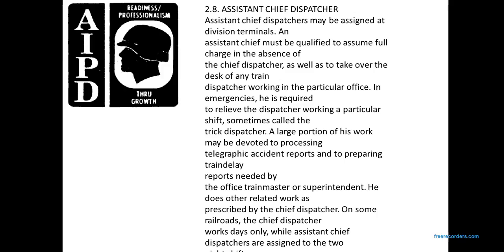A large portion of the work may be devoted to processing telegraphic accident reports and train delay reports needed by the Office of the Transportation Superintendent, which do not relate to the work of the chief dispatcher. On some railroads, chief dispatchers work days only, with the assistant chief dispatchers assigned to two night shifts.